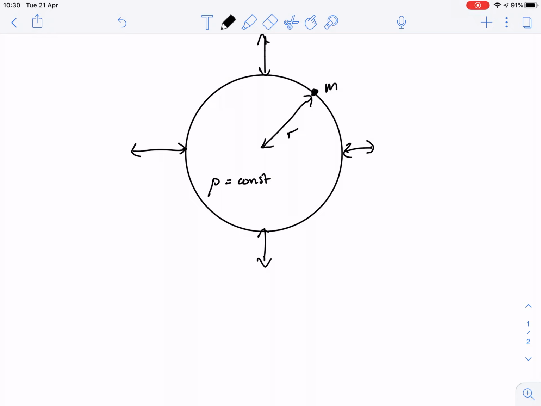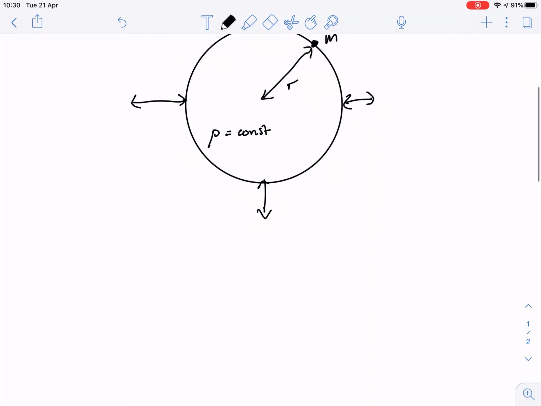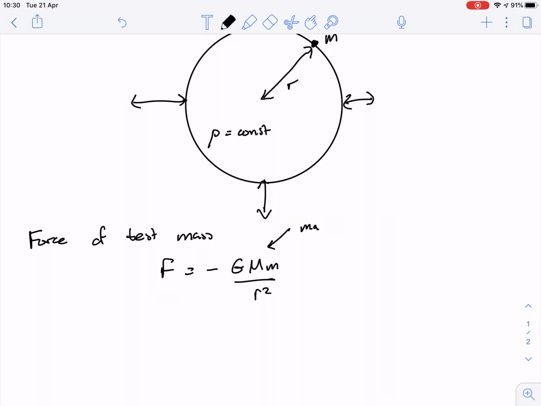So it's not that I'm here drawing the edge of the universe, I'm just drawing some point in a freely expanding or contracting universe. And what I can write here is that the force on that test mass, F, is just minus G M m over r squared, where capital M here is the mass interior to the test mass. Test mass has mass m, obviously.